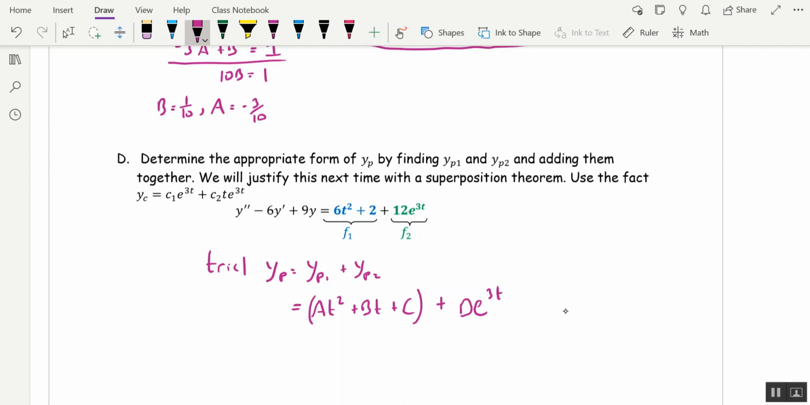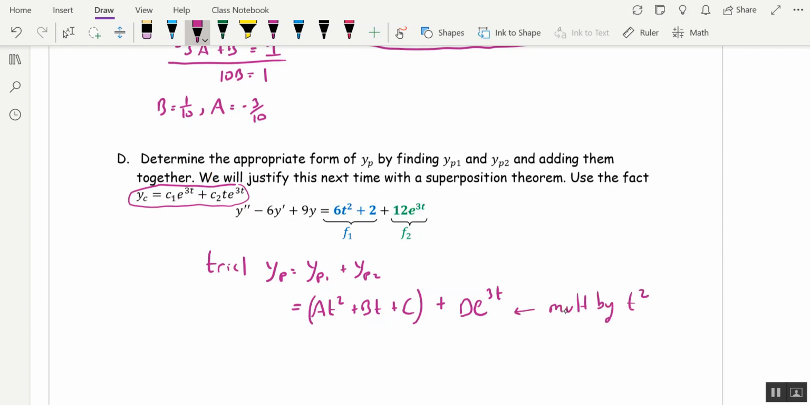I've already given us the fact that yc is this function here. So when I look at yp1, I don't see any repeats. When I look at yp2, I see a repeat. I see constant times e to the 3t. Now, if I multiply by t, I'll still have a repeat. So I have to multiply this guy by t squared.